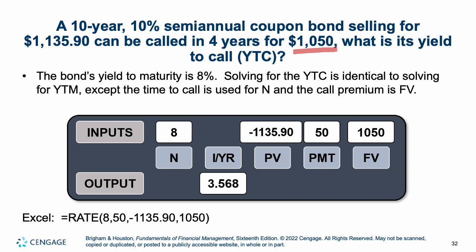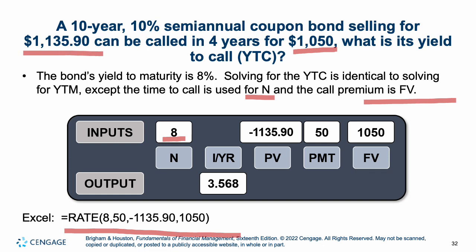The bond's yield to maturity is 8%. Solving for the yield to call is identical to solving for the yield to maturity, except the time to call is used now for N. Call price is future value. So what are we going to put in here? Since this is semi-annual, and we want to find the rate, we're using equals RATE as our formula. N is 8, instead of 4 years, 8 semi-annual periods. We put in for PV what the bond costs right now, which is $1135.90. Make sure it's negative, because once again, that is going to be an outflow. You have to buy the bond.